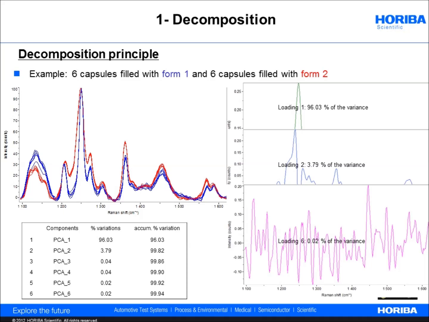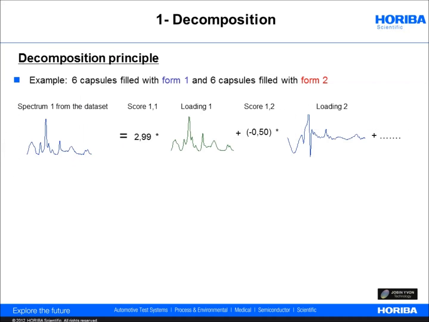Only the 2 first loadings account for a non-negligible part of the variance, as they represent 99.8% of the spectral variation and are sufficient to well describe the initial set of 12 spectra. Each original spectrum is the linear combination of the loadings affected by scores or coefficients.